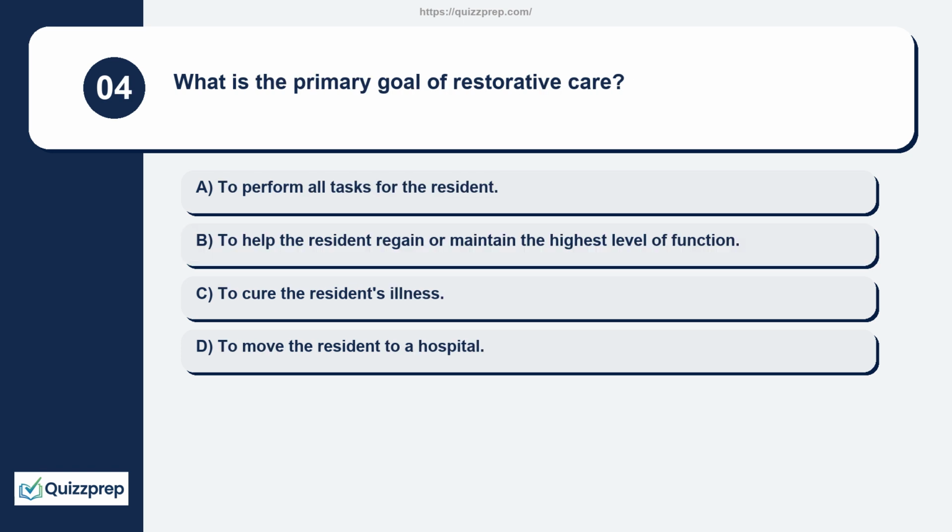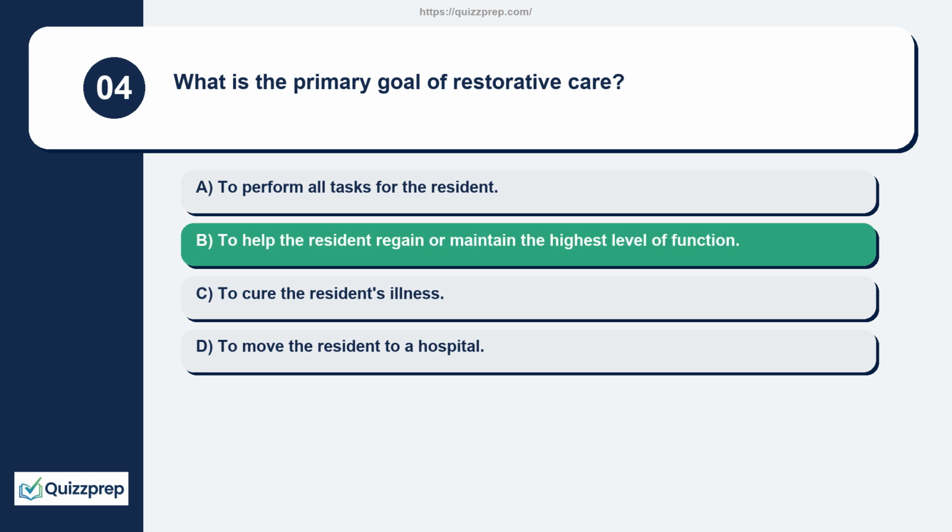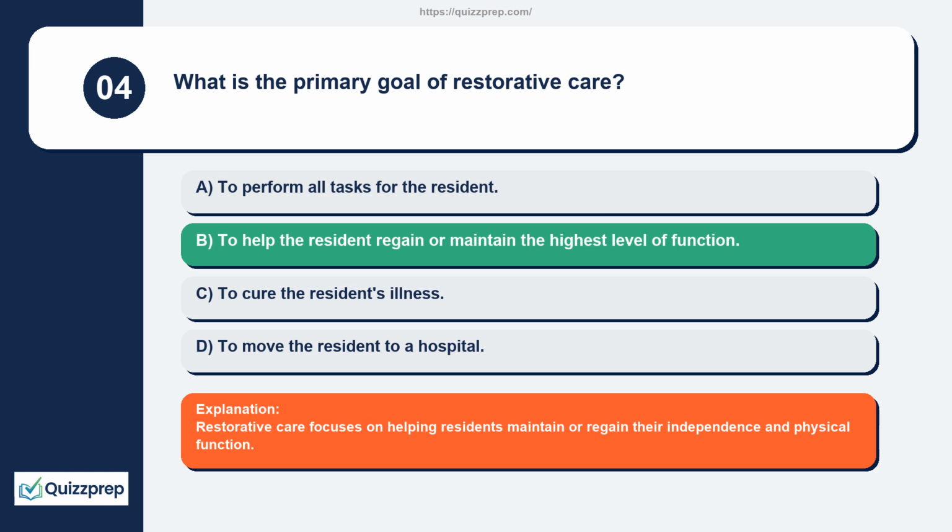Question 4. What is the primary goal of restorative care? To perform all tasks for the resident. To help the resident regain or maintain the highest level of function. To cure the resident's illness. To move the resident to a hospital. Restorative care focuses on helping residents maintain or regain their independence and physical function.